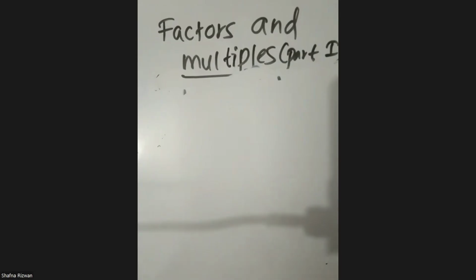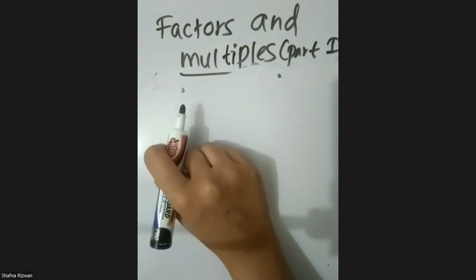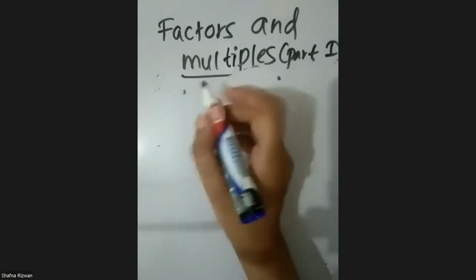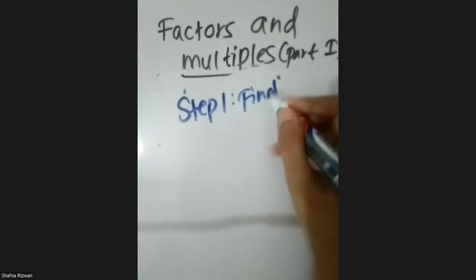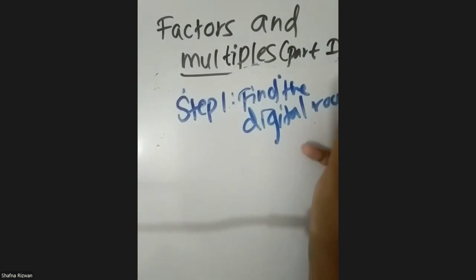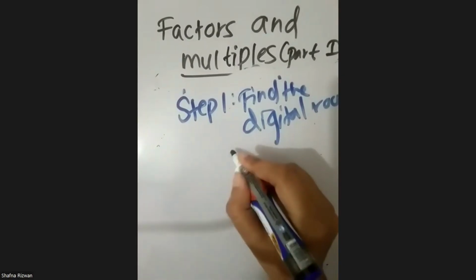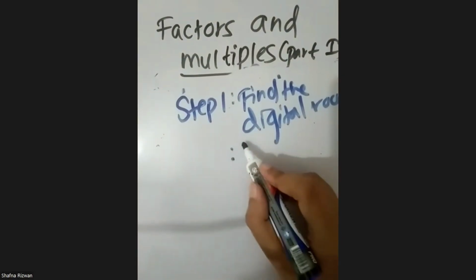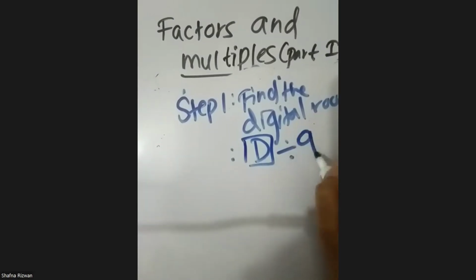Okay, so if I want to give you a summary, always remember, how can you find whether a number is divisible by 9? Step 1 is you have to find the digital root. Once you find the digital root, you have to take that digital root and divide it by 9.